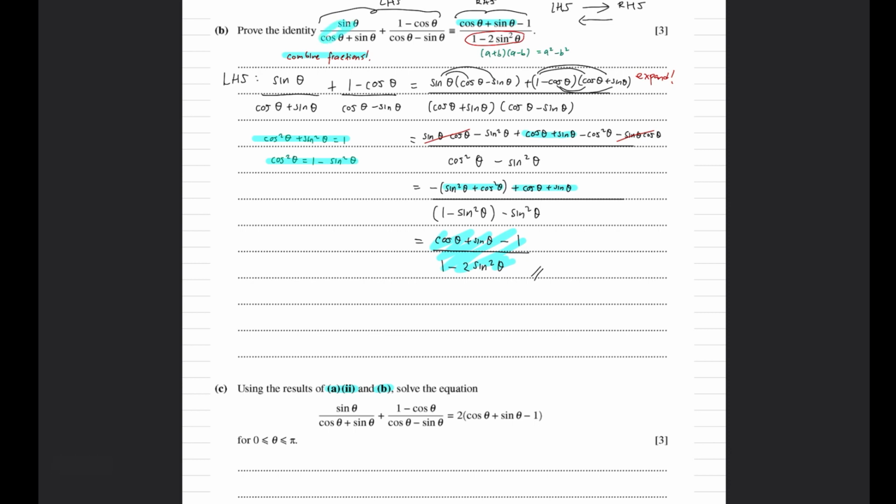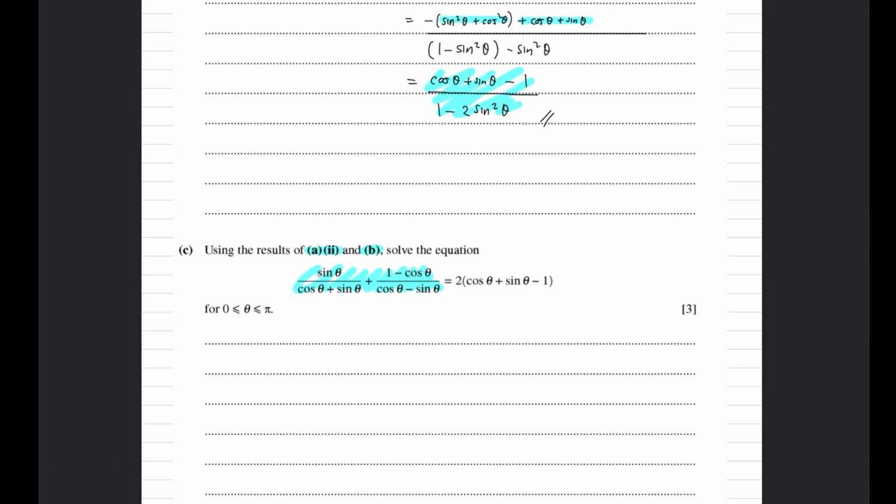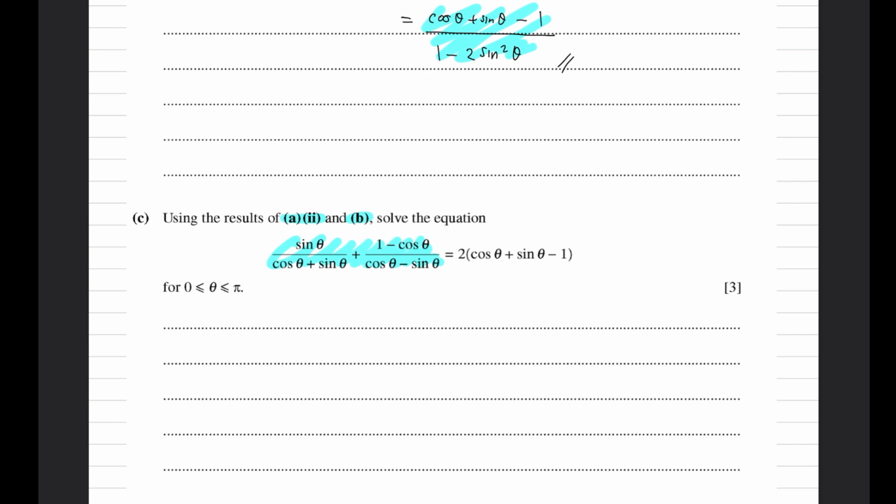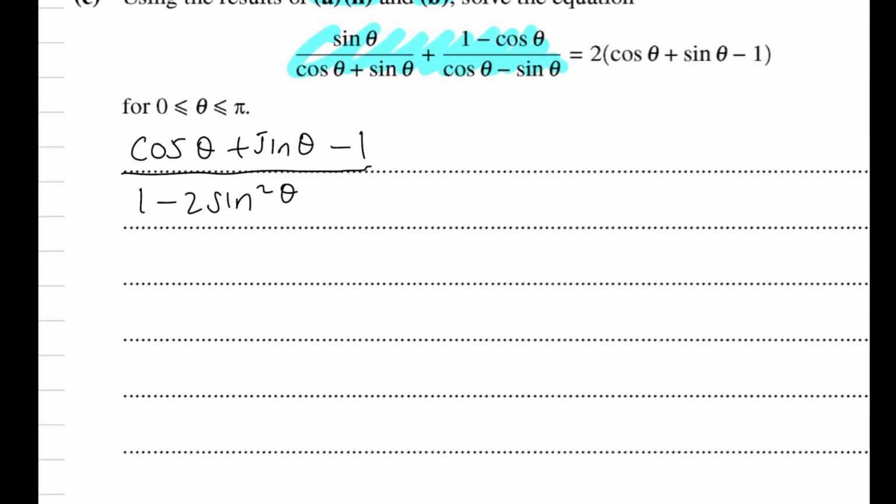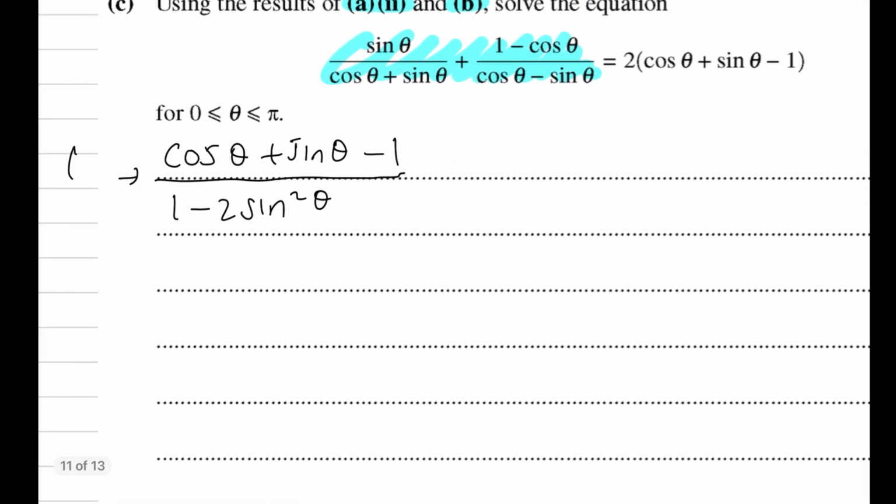As you see, the left hand side is the same thing as the left hand side in part B. So we can make it equal to the right hand side because we already proved it. So we can replace this with the result from part B. So the equation will change into cos theta plus sine theta minus 1 over 1 minus 2 sine square theta. This is from the result from part B. And we make it equal to 2 times cos theta plus sine theta minus 1. We replace it with this.